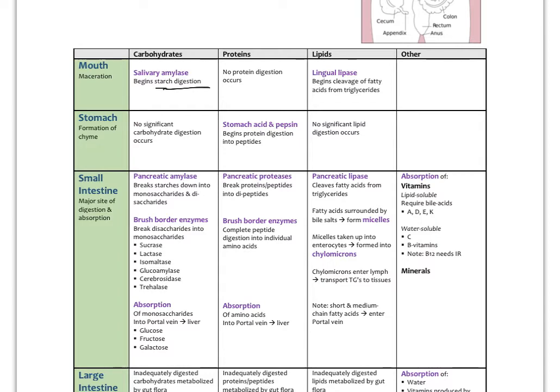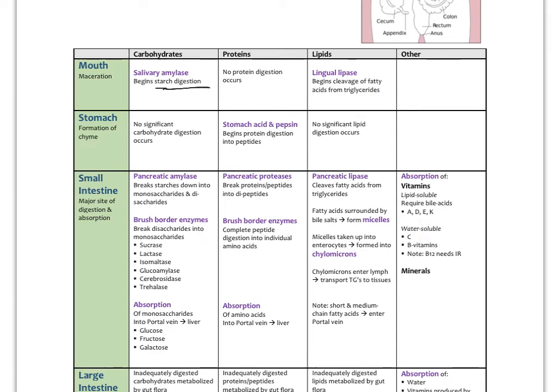There's no significant protein digestion in the mouth. Of course, the process of chewing macerates the food and gets it prepared for what's going to happen lower in the GI tract. There is also in the mouth something called lingual lipase. This is an enzyme secreted by glands in the mouth, and that begins the cleavage of fatty acids from triglycerides. So it preps the process for lipid digestion.